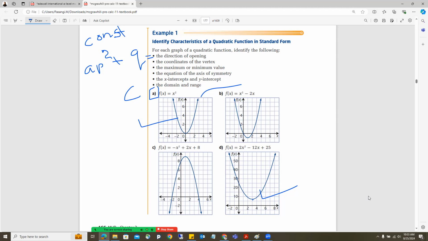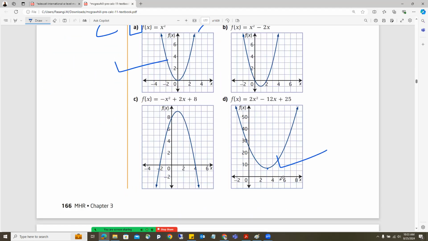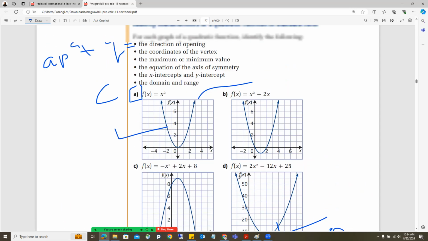I feel like if I check for this one, the value will be 7.5 or something. When the x value is 3, the y value is 7.5. Okay. Then it's also a direction of opening upwards. Coordinates of the vertex 3, 7.5.